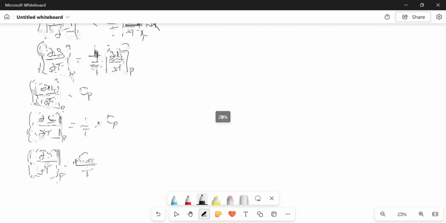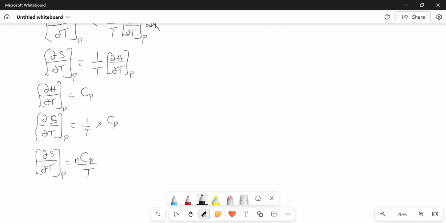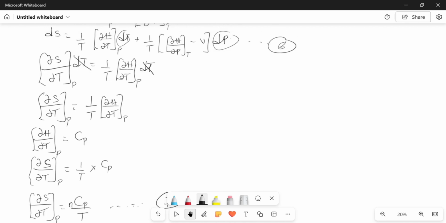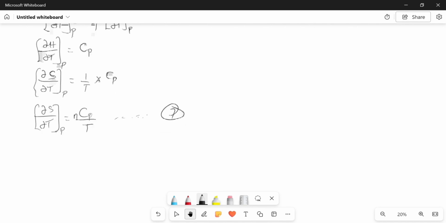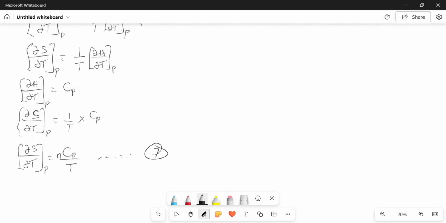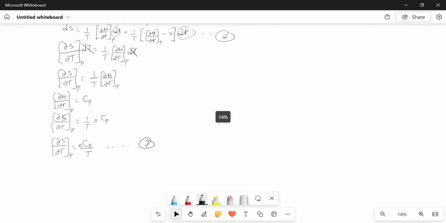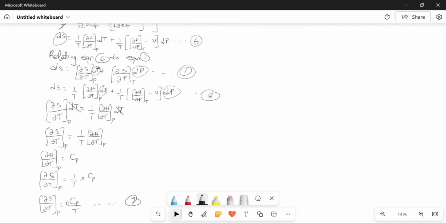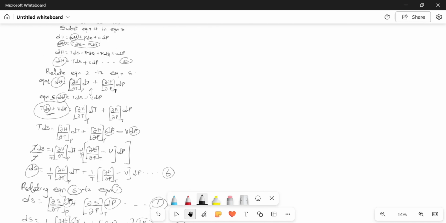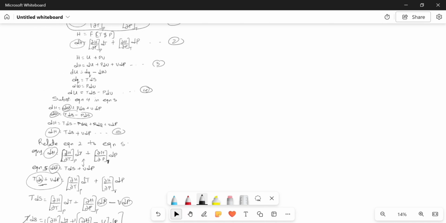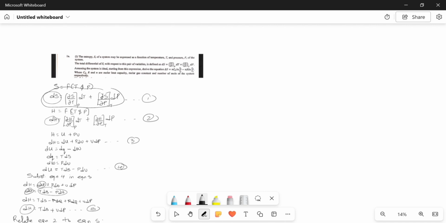Good. Now let's move on. I think we stopped at equation 6, so this should be our equation 7. Good. If you are following, you see we are getting to where we are going. Though I said it is lengthy, we are almost getting there. This is the equation we are looking for. At least we have gotten nCp over T. So let's move on.